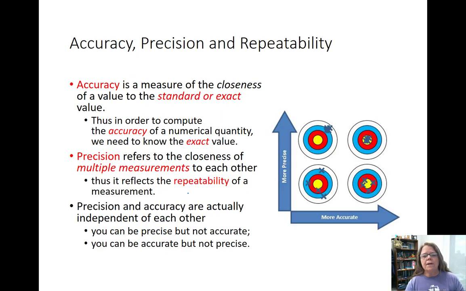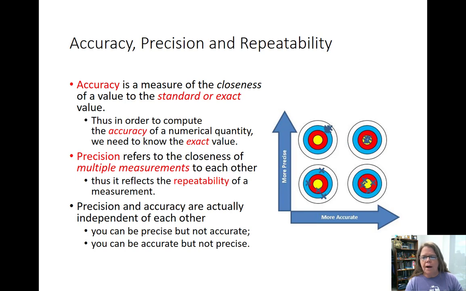Okay, so let's talk a little bit about the subtle difference between accuracy and precision. Accuracy is actually a measure of how close your value is to the standard or to the exact value. This means you need to know the exact value, okay, but that's what accuracy is. How accurate is it?